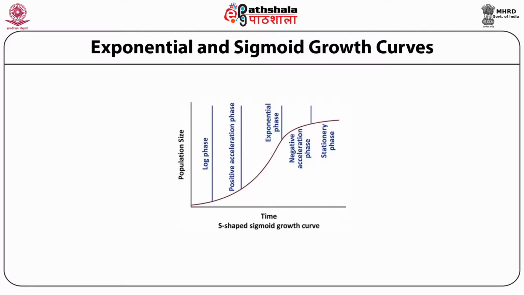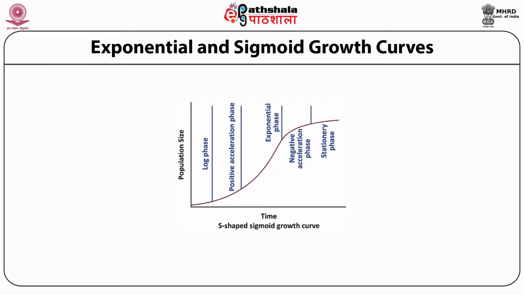The second one, once a few individuals have established in a new vacant niche, the population growth increases and the colonization is very fast. This is known as the positive acceleration phase. After the population growth is accelerated to some extent, then in between it shows an exponential population growth rate, which is similar to what we have seen in the exponential growth rate of the r-selected populations.